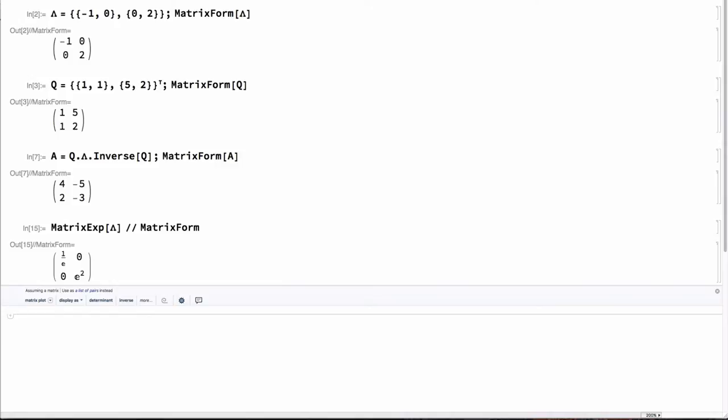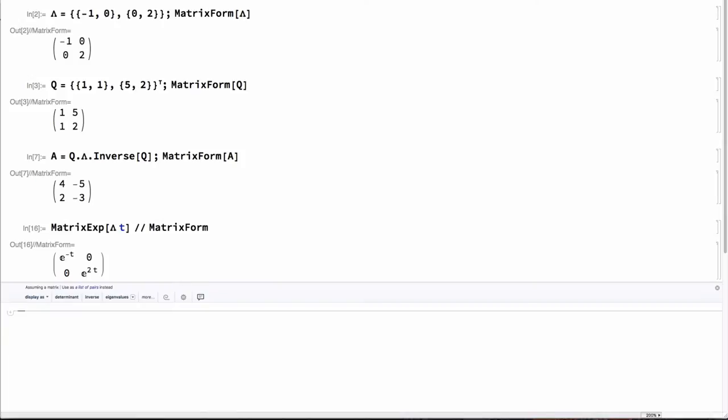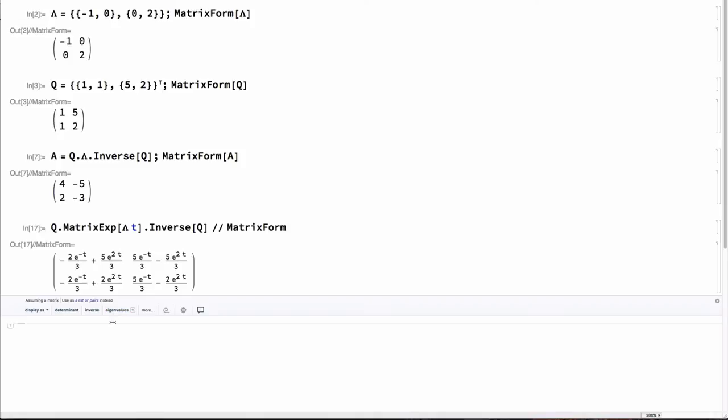But I should say, in our case, we're trying to multiply by t. So a diagonal matrix, you can take its matrix exponent just like that, right? Then all we have to do is multiply by Q on one side and Q inverse on the other. So then that's e to the At. That's e to the At. And of course, in Mathematica, we can verify that because Mathematica is smart enough that we can just take the matrix exponent of At.